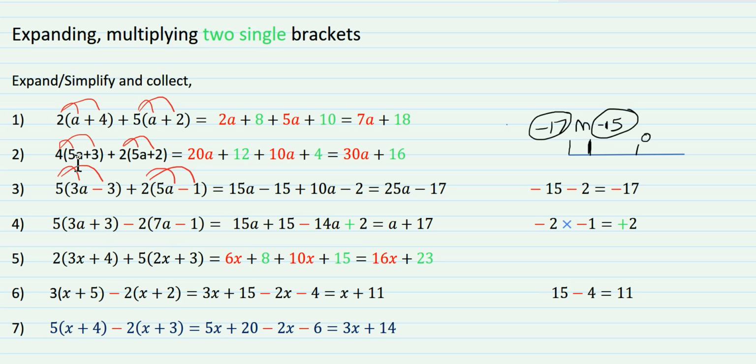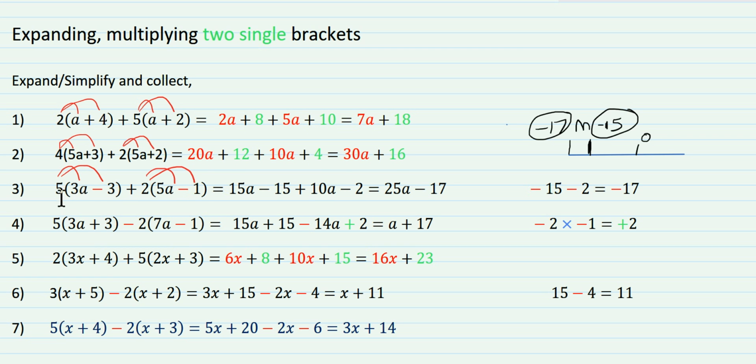Again, you have this example, 4 times 5a plus 3. 4 times 5a is 20a, 4 times 3 is 12. Now this you do 2 times 5a, which is 10a, and 2 times 2 is 4. Now you collect all the a's. 20a plus 10a is 30a, and 12 plus 4 is 16.